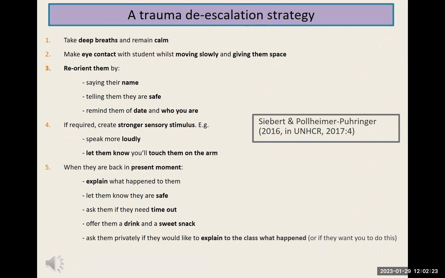Here's one example of what you might do if a student is having a flashback or a panic attack. So you can start by focusing on yourself, taking deep breaths and making sure that you're calm as the person who's getting ready to help. Then you can move on to make gradual contact with the student, starting with eye contact and slow, calm movements, while giving them plenty of space and being careful not to alarm them.